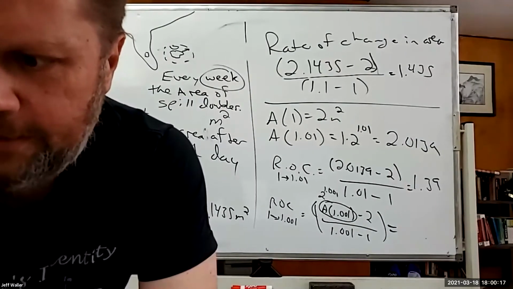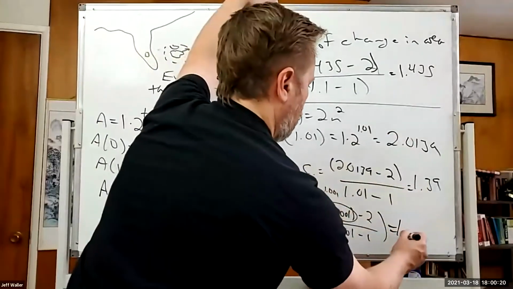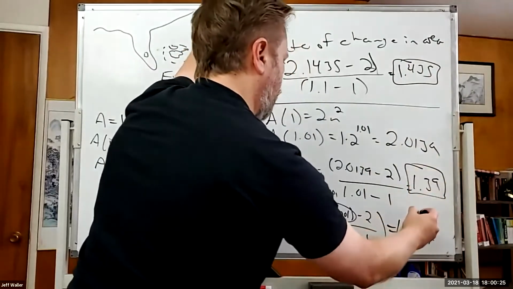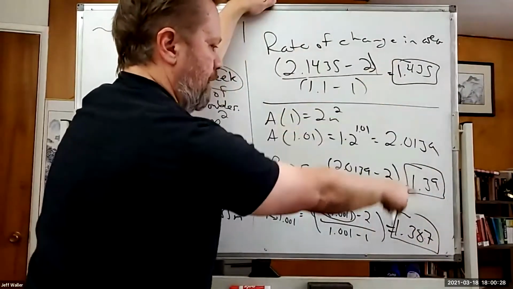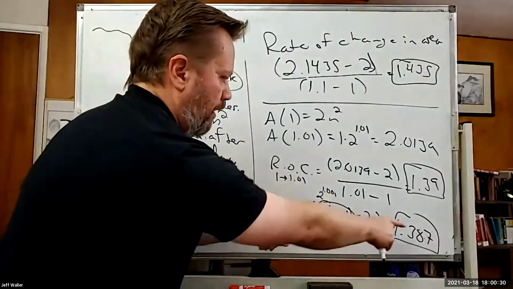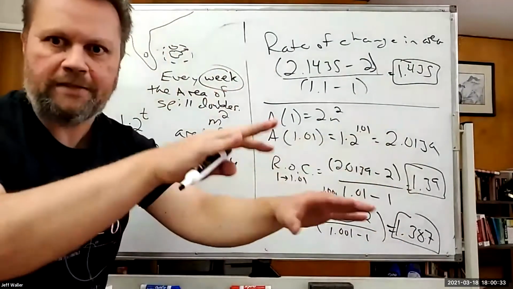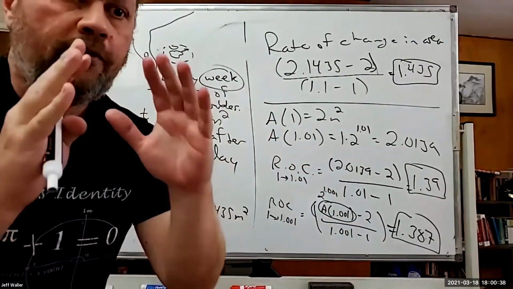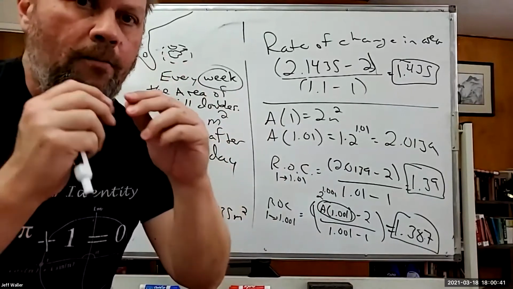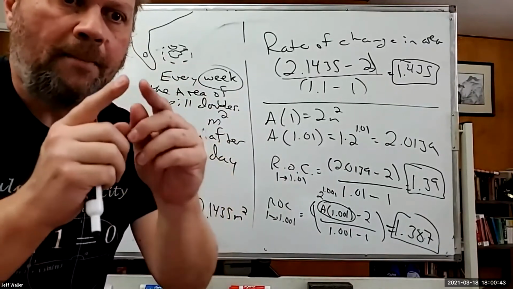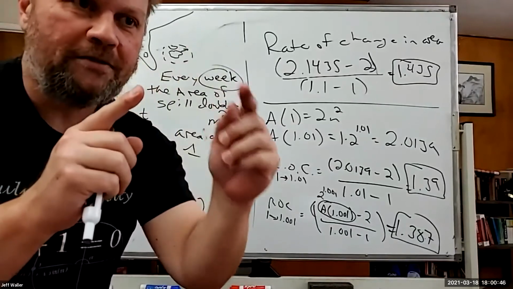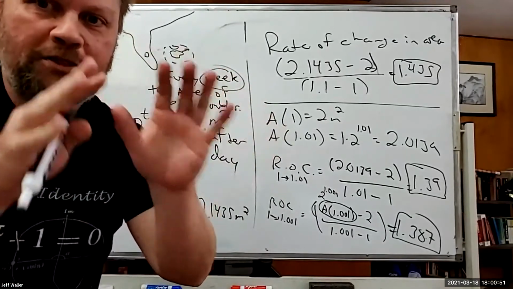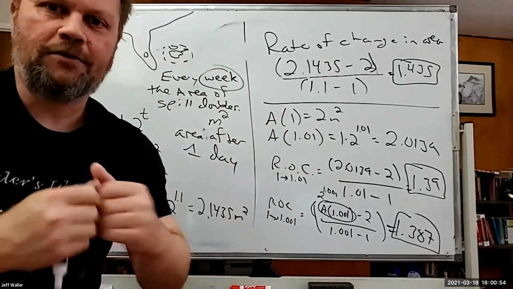Do you see how it's kind of... I got 1.435, 1.39, and then I got 1.387. It seems to not be changing as much. So if I kept going, I'll bet you anything it's going to stay around 1.38 something. Okay, now stay with me. What we're getting a feel for is how much the area is changing, not between 1 week and 2 weeks or something, but exactly at 1 week. How much is it changing right then? That's crazy.